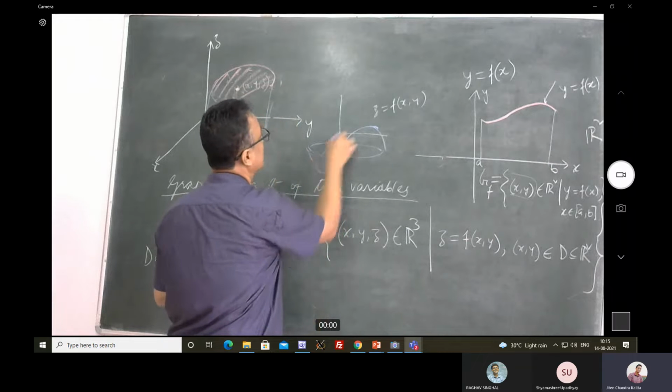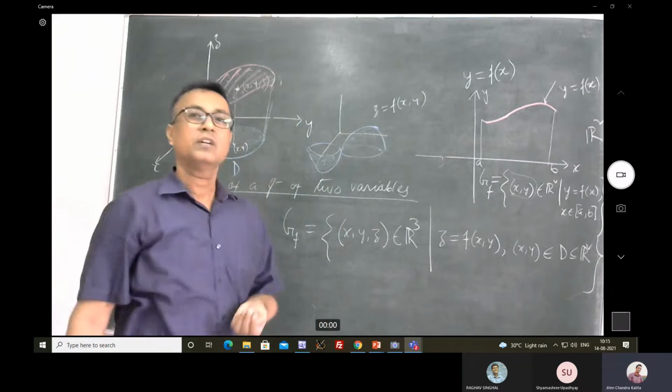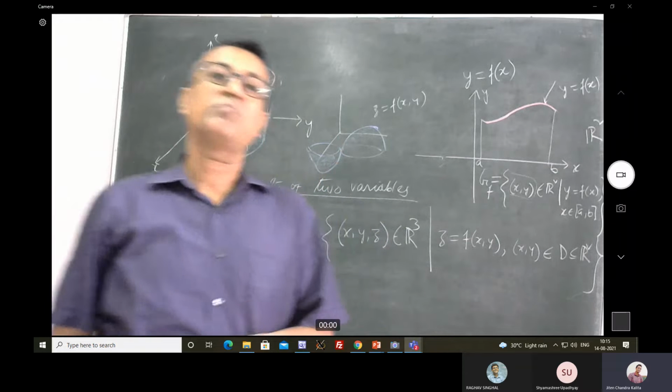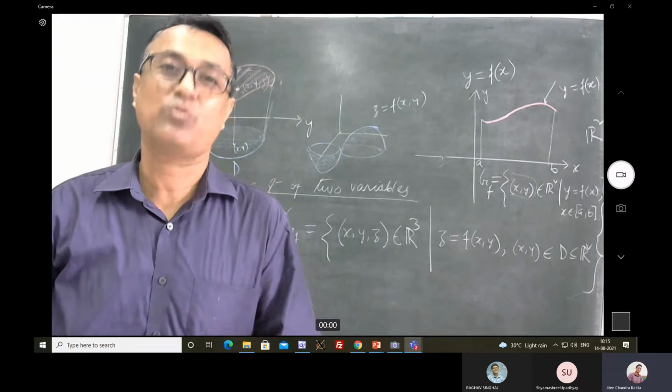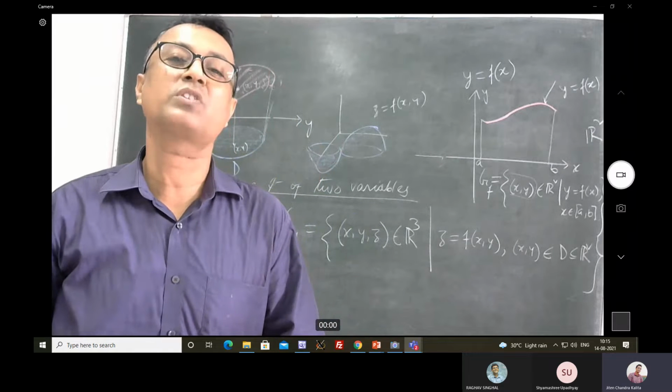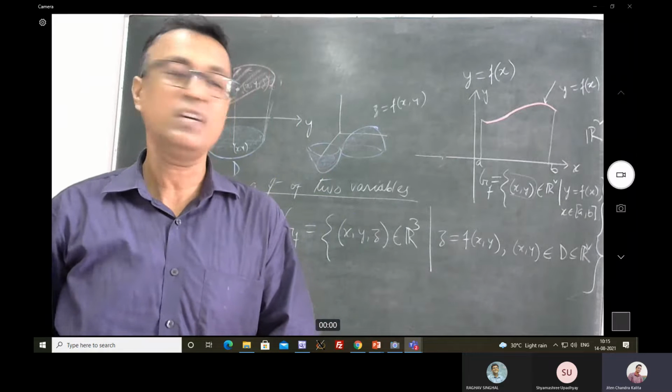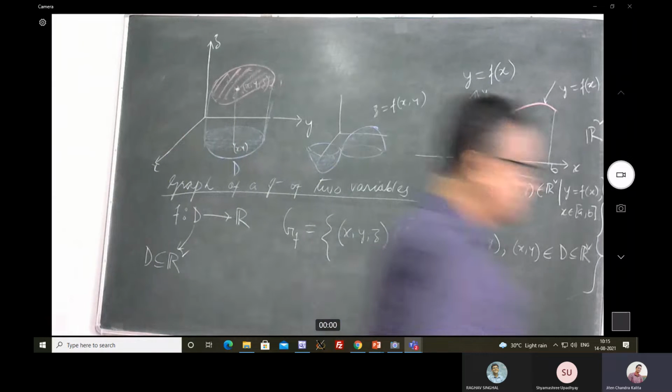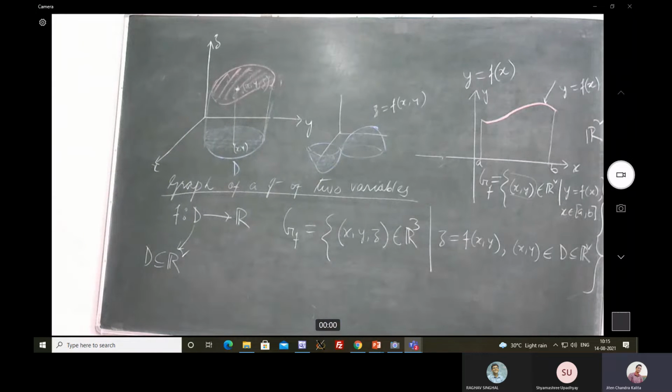Some portions are going to be below the xy plane, and some portions above the xy plane. So it may contain both positive and negative values. Okay, fine. So now just let me show you a better picture in the slides.